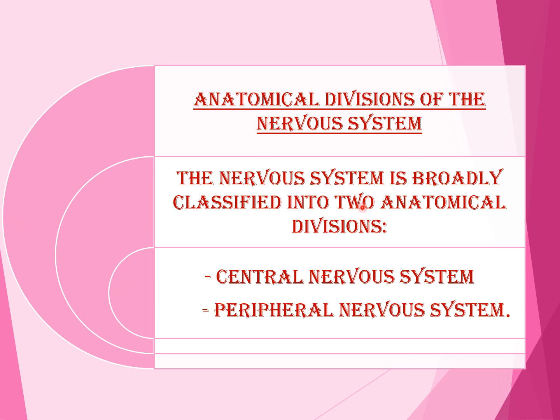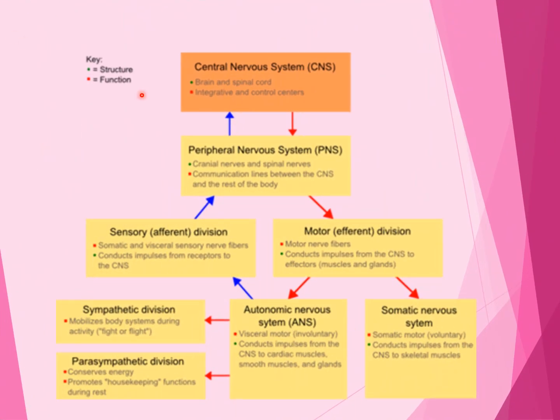So anatomical division of the nervous system. The nervous system is broadly classified into two anatomical divisions, central nervous system and peripheral nervous system. Now, what are the functions of central nervous system? The central nervous system includes two parts, brain and spinal cord. Then why is it known as central nervous system? Because it occupies the central axis of the body. So it is known as central nervous system.